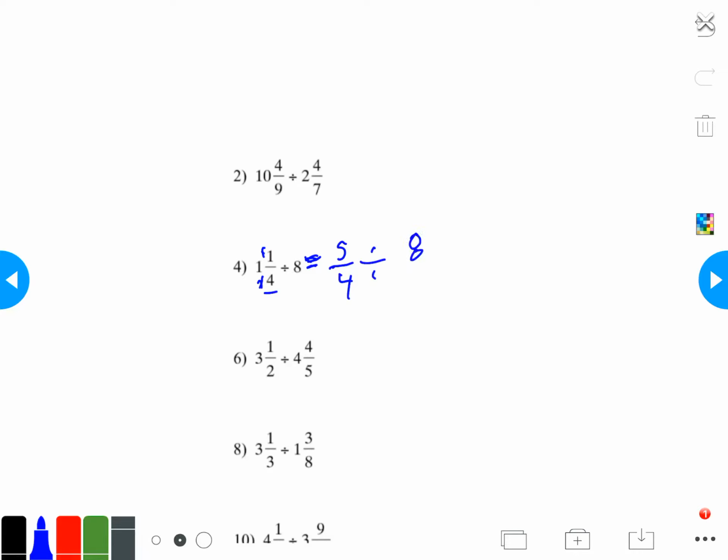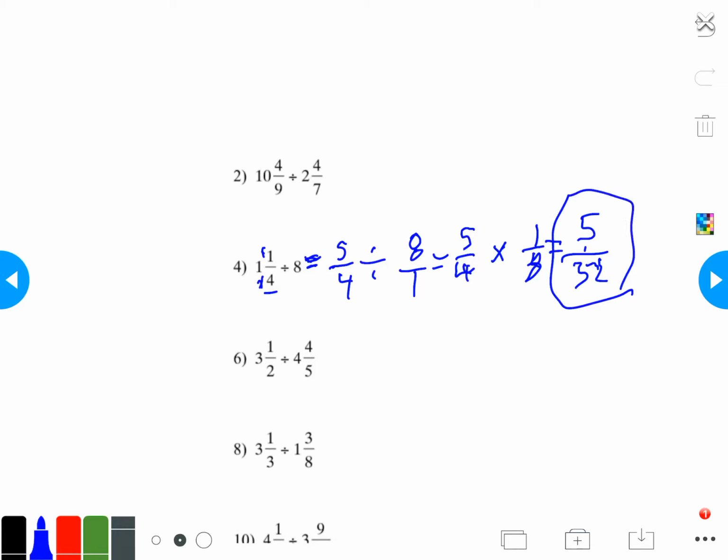8 is a fraction. 8 wholes is 8 over 1. Now I'm going to rewrite it again, keeping the original fraction, 5/4, changing the division to multiplication, and then the reciprocal of 8 over 1 is 1 over 8. So I end up with 5 over 32. There's no common factor of those two, so it's fully reduced, and it's not a fraction greater than 1, so all we can do is that.